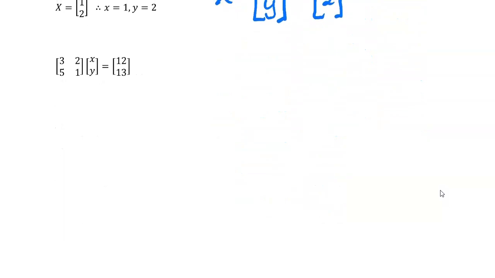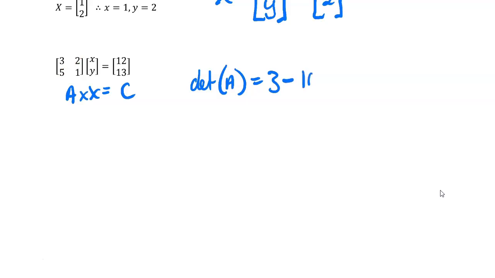Okay, so let's do this one here. So first off, I might say A times X is equal to C. All right, so what's my determinant of A? Okay, so that's the diagonal. 3 times 1, take away 2 times 5, which is 10. So the determinant of A is equal to negative 7. All right, that means there is an inverse.